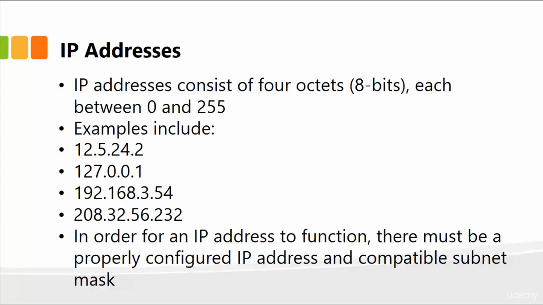So the IP addresses consist of 4 octets, 8 bits each, between 0 and 255. So for example, we have an IP address of 12.5.24.2. We also may have an IP address of 127.0.0.1. This is also known as the loopback address, and then of course other ranges are also available. So in order for an IP address to function properly, there must be properly configured IP addresses and compatible subnet masks.